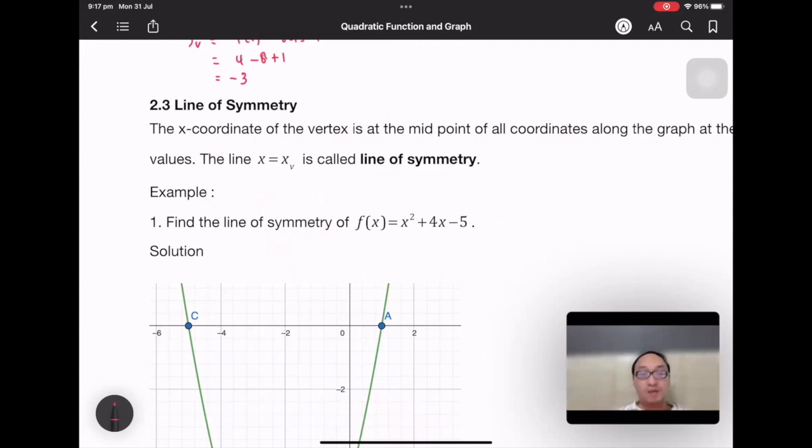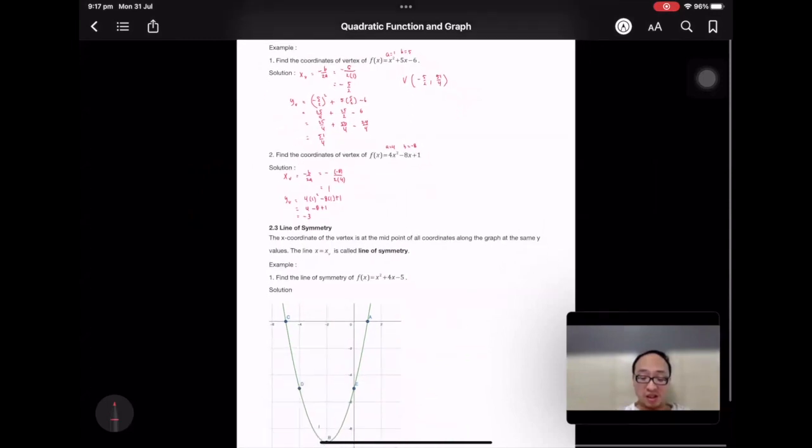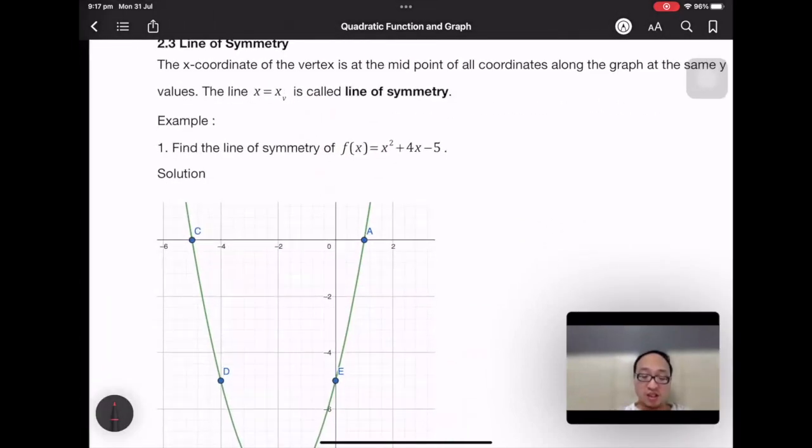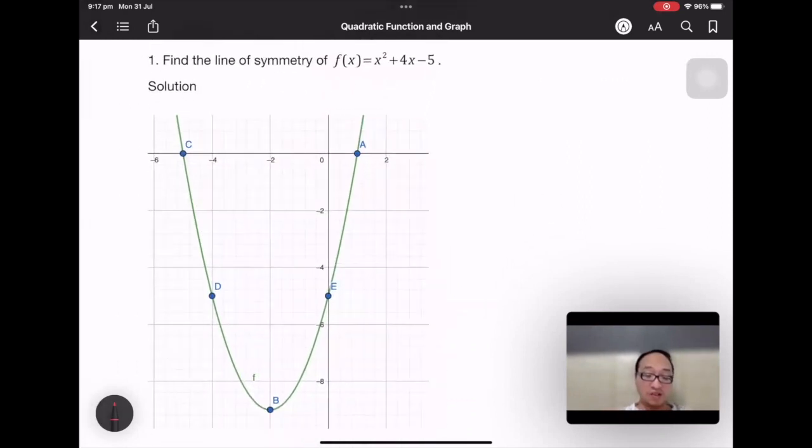Next, line of symmetry. If you notice from the graph of a quadratic function, you will see that the x-coordinate of the vertex is at the midpoint of all coordinates of y values on the same y values. So for example, you can see this x squared plus 4x minus 5. You can see that coordinate C is (-5, 0).